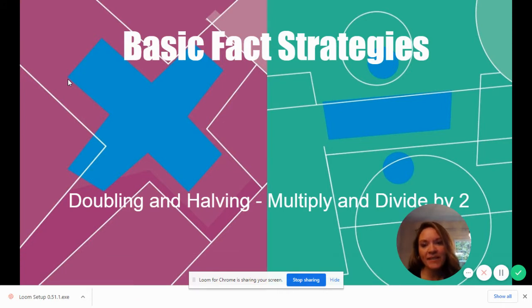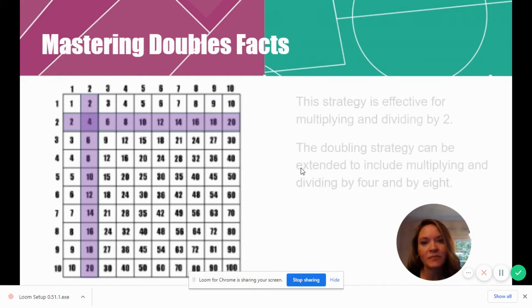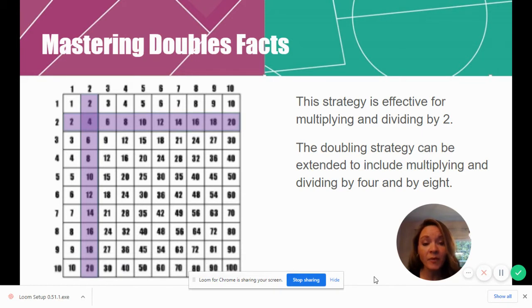And for today's basic facts strategies lesson, we're going to be focusing on doubling and halving. Doubling is when we multiply by 2, and halving is when we divide by 2. This is a great place to start when we're learning our multiplication and division facts because we can build on what we know of our addition and subtraction doubles facts. It's effective for multiplying and dividing by 2, and then we can extend it to multiplying and dividing by 4 and multiplying and dividing by 8.